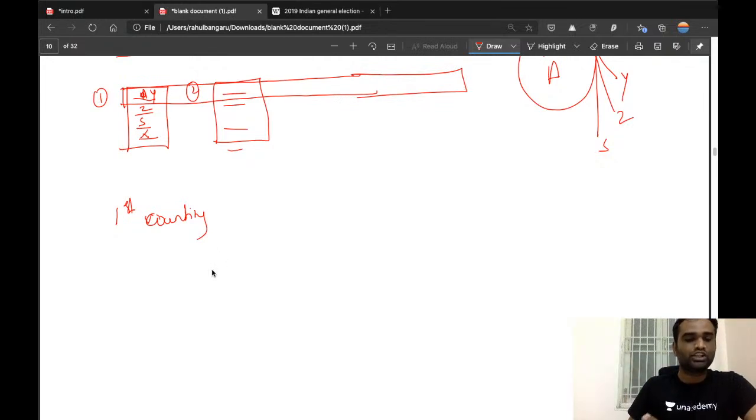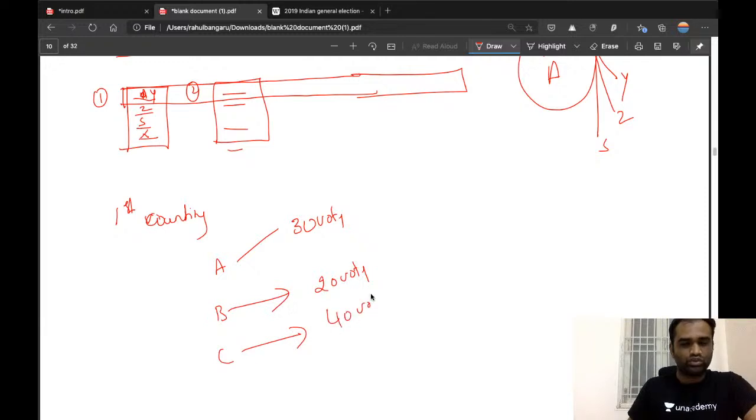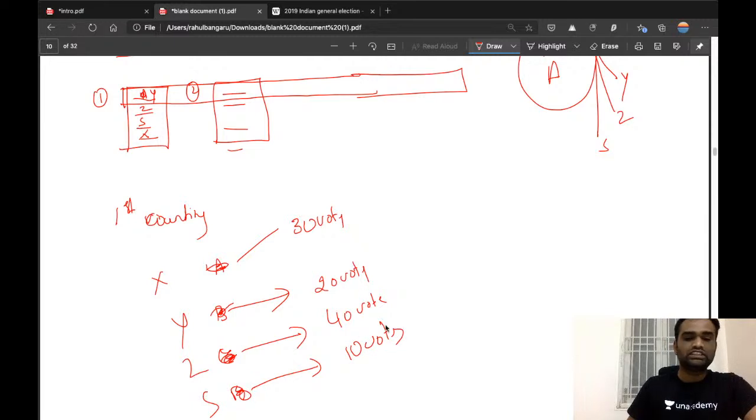Now in the first counting, assume that X got around 30 votes, Y got around 20 votes, Z got around 40 votes, and then S got only 10 votes. Now since no one has an absolute majority, what is the absolute majority required to win this election in constituency A? It is 51 votes, right?